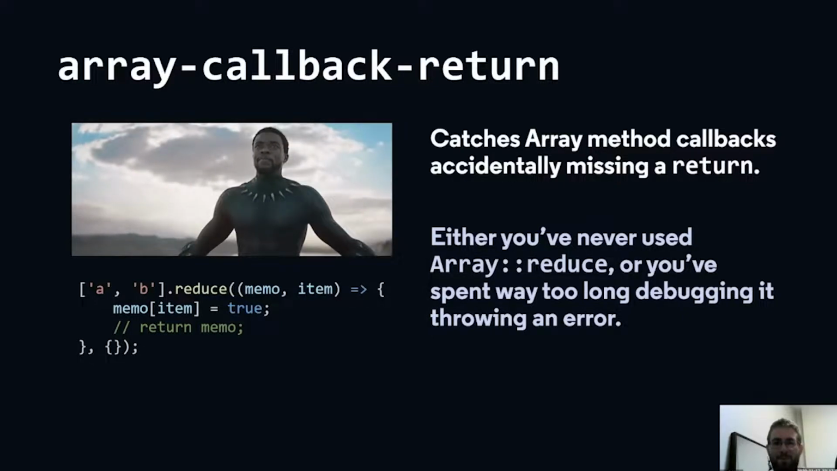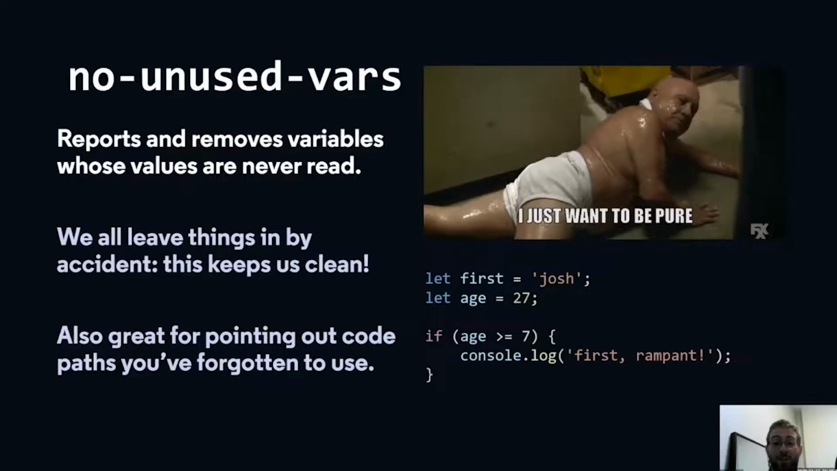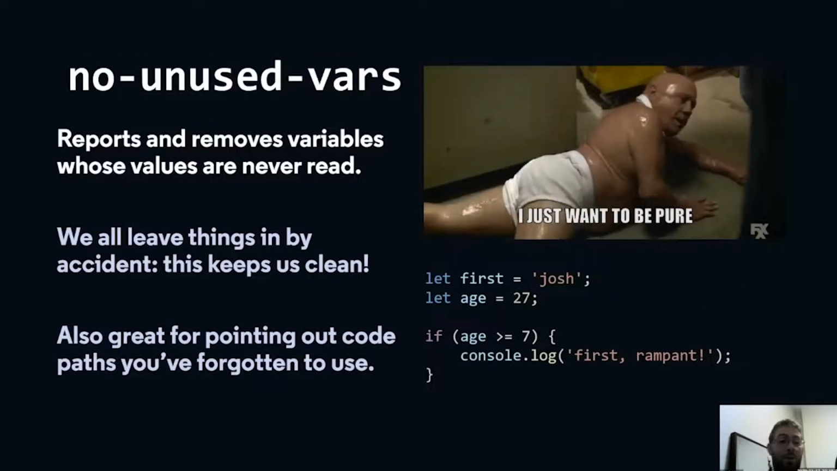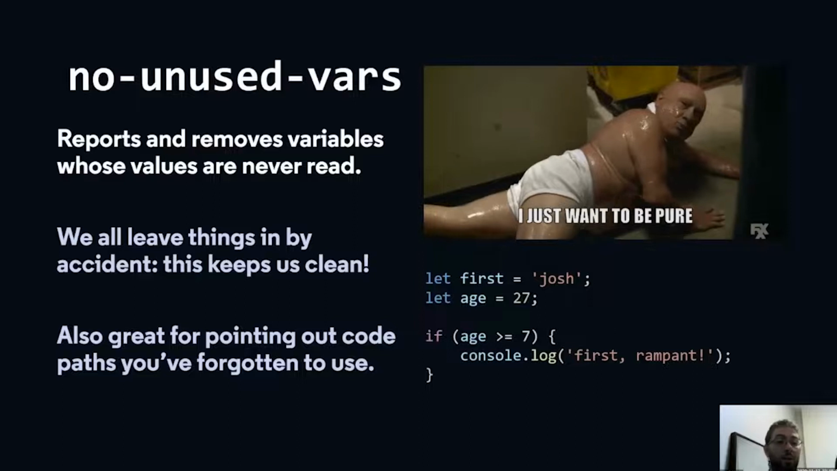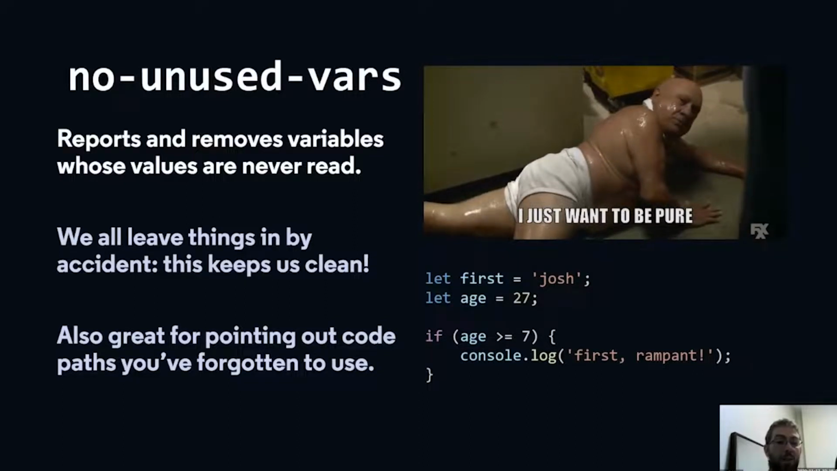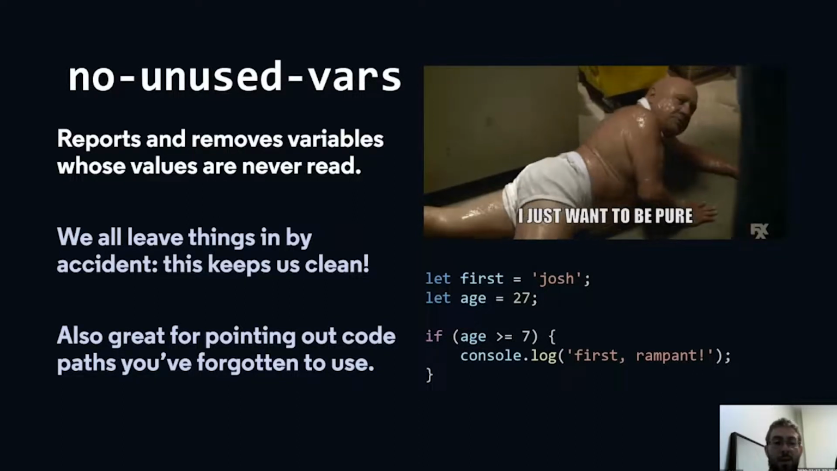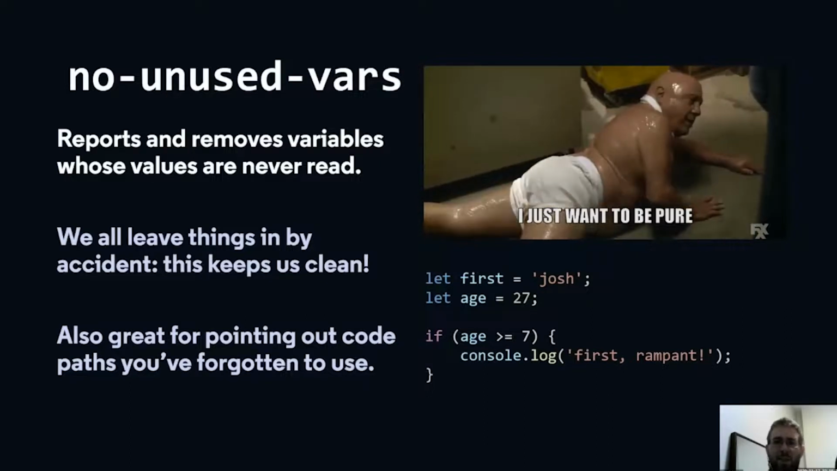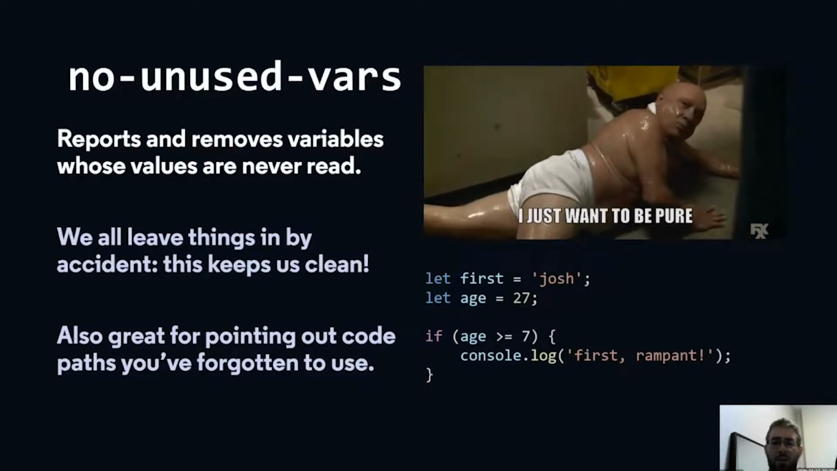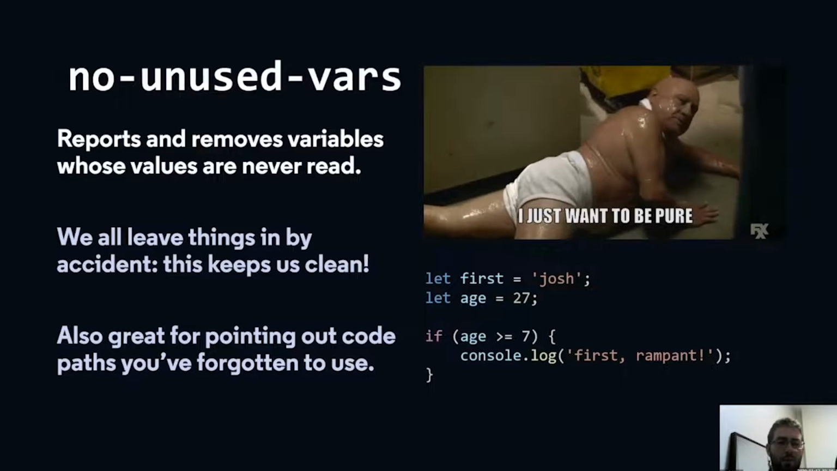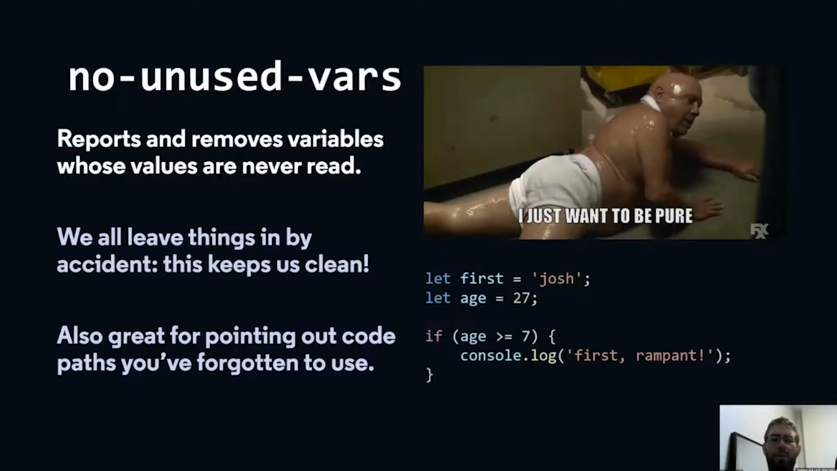Good stuff. We also saw this earlier. We just want to be pure with our unused variables. It's a rule that reports and removes variables whose values are never read. It's very easy to leave things in the code by accident that you don't use. So this rule is pretty useful for just the obvious catching of unused variables.